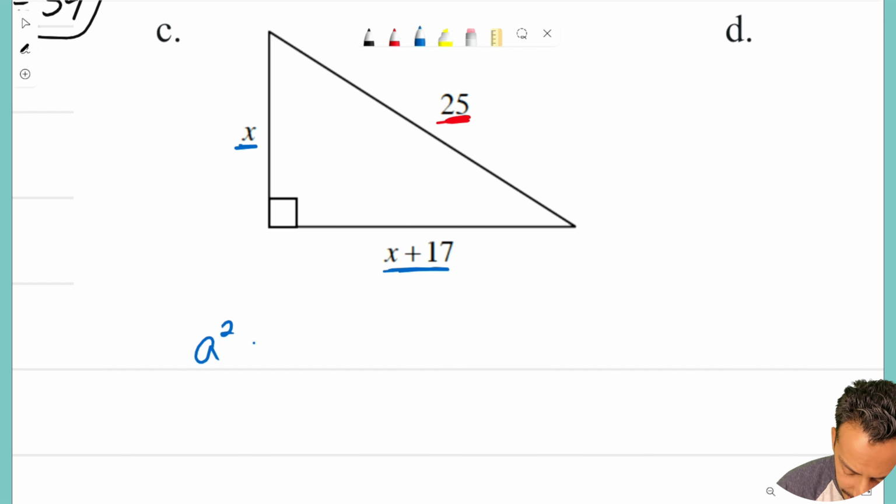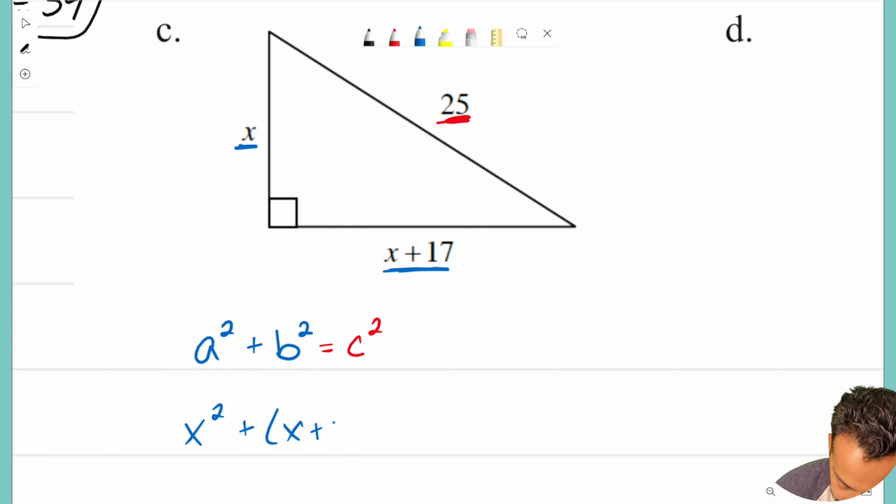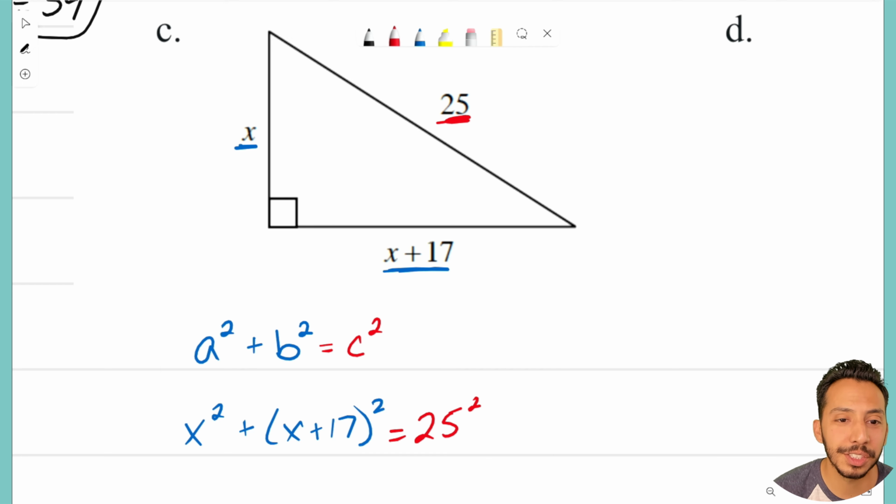Pythagorean's theorem says take the 2 legs, a squared plus b squared, and it's going to equal the hypotenuse squared, c squared here. Now, all I really have to do now is just plug in my numbers, or in this case, the variables, the expressions there, into Pythagorean's theorem. So I could write this as x squared plus, be careful, this will be x plus 17, the quantity squared. Got to make sure I put that in parentheses. And that's going to equal 25 squared.